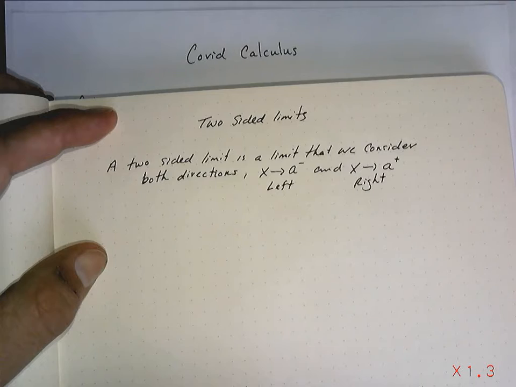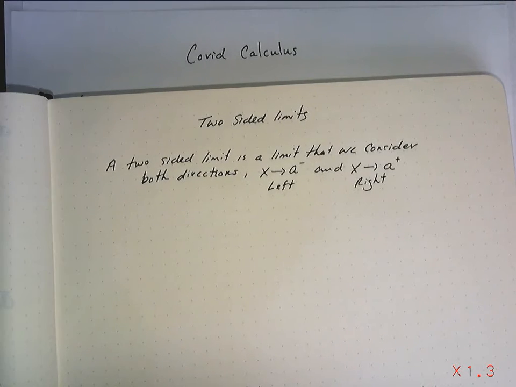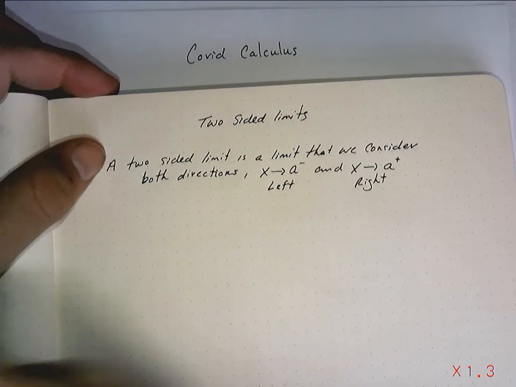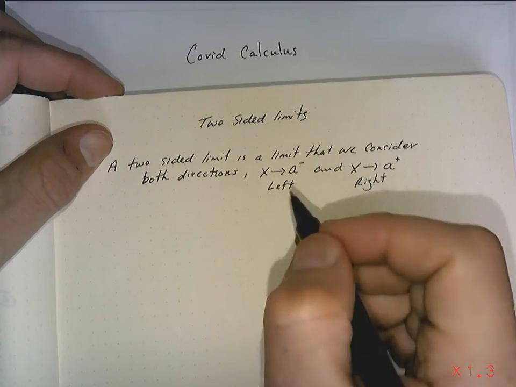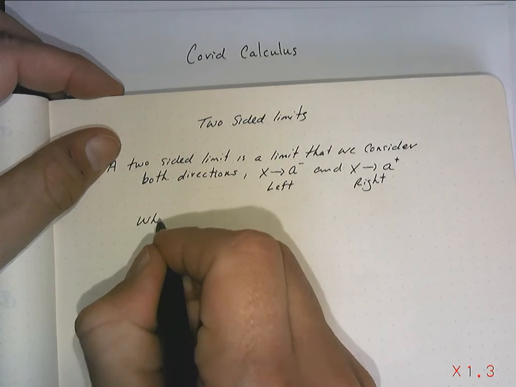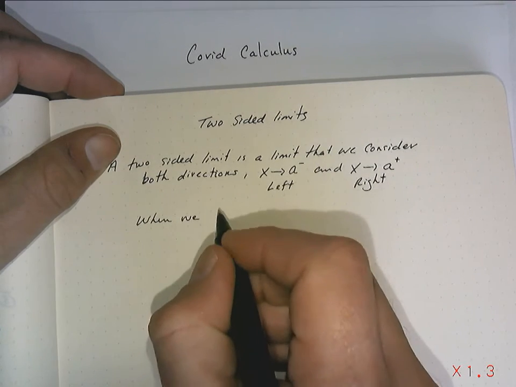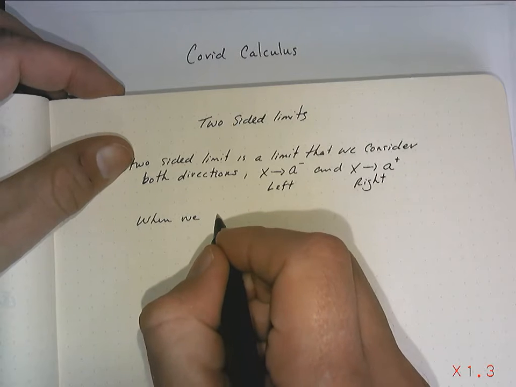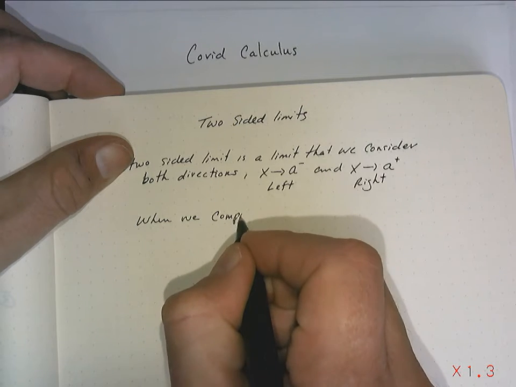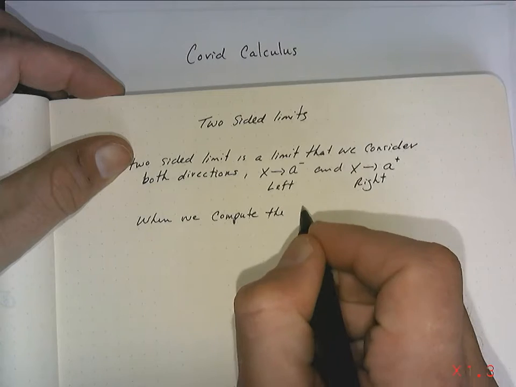And a number line is only two-dimensional, so it's only left and right. There's no up and down. So there's only two directions that I can approach a on a number line. And so we approach from both directions when we evaluate or compute the limit.